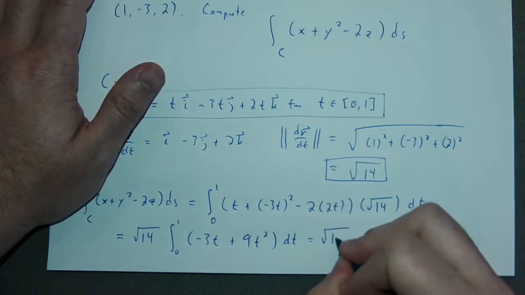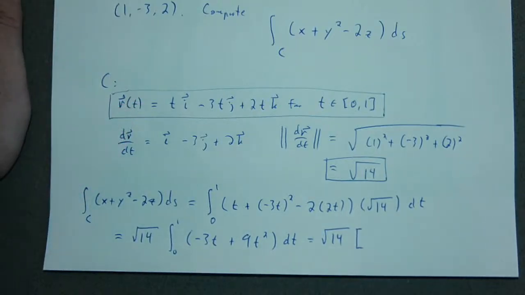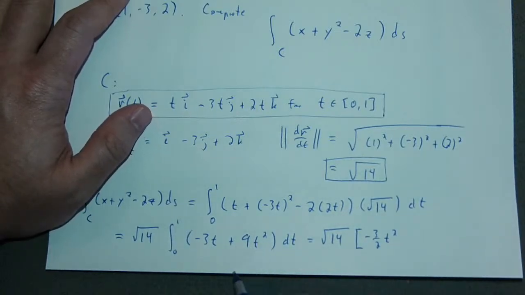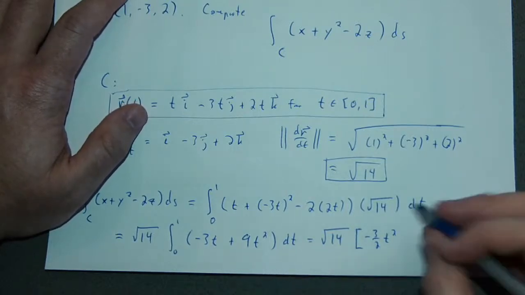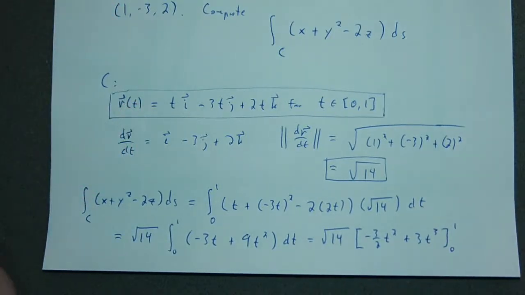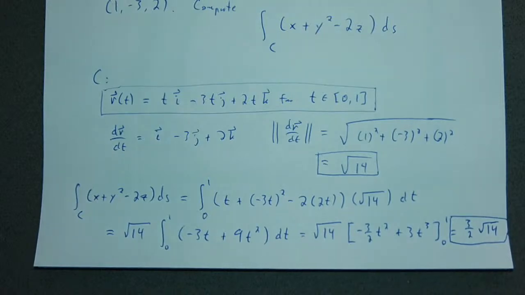So this is square root of 14 times, just doing this term by term here. So minus 3t, if I integrate that, I get minus 3 halves t squared. Integrating 9t squared, I would get 9 over 3t cubed, so I get 3t cubed, and all of that is evaluated from 0 to 1. Every term has a t in it, so plugging in 0 yields 0, so I only need to plug in 1 here. So plugging in 1, I get minus 3 halves plus 3 here, and so I get 3 halves times square root of 14. And that is my line integral.